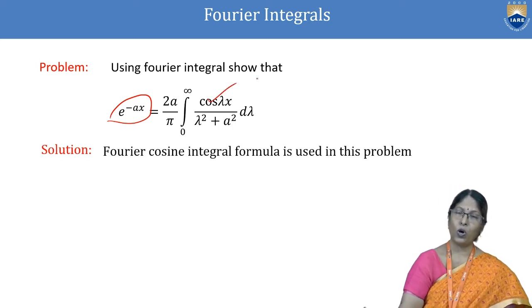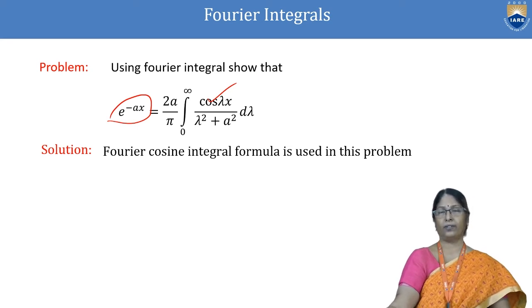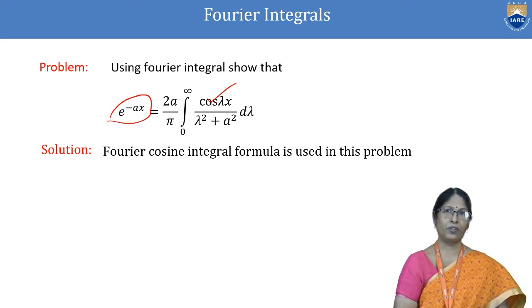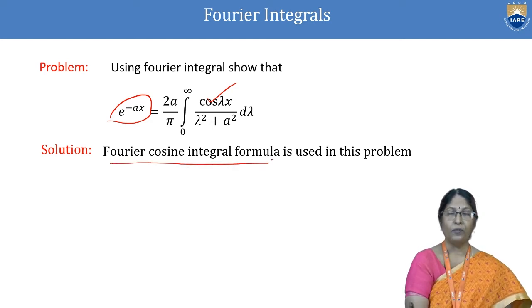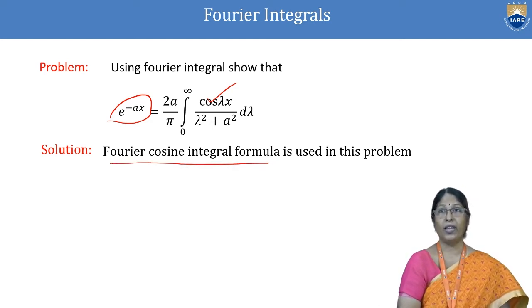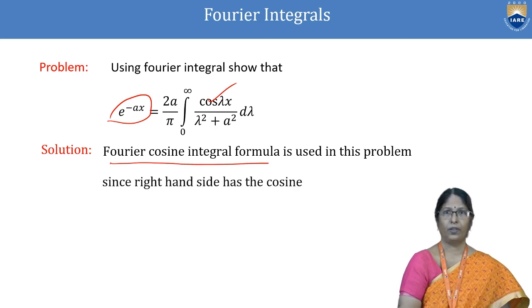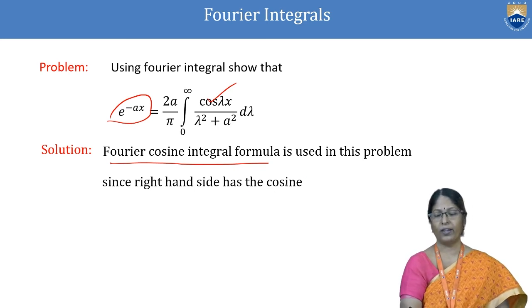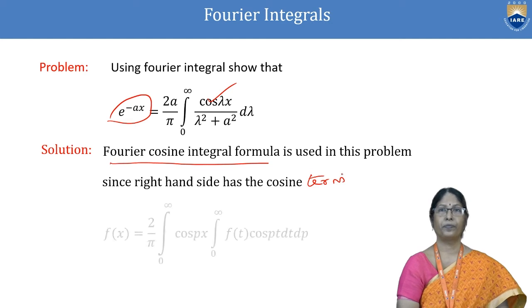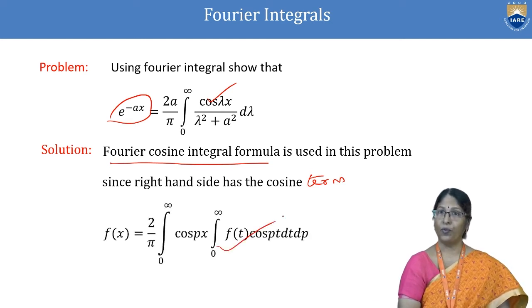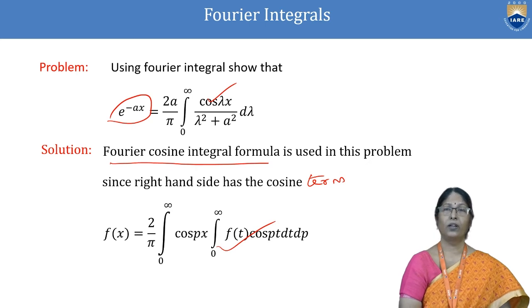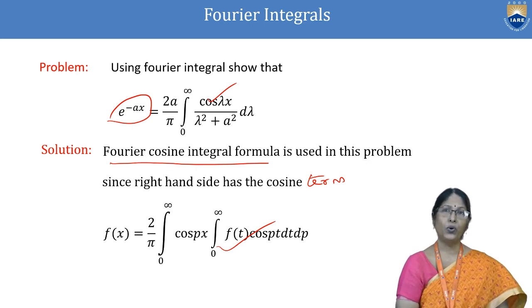Here what we have to prove has cos, the trigonometric term. That is the reason we selected the Fourier cosine integral formula, since the right hand side has the cosine term. So the Fourier cosine integral formula, we know it: 2 by pi integral 0 to infinity cos px integral 0 to infinity f of t cos pt dt dp.